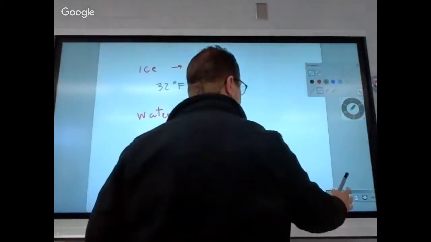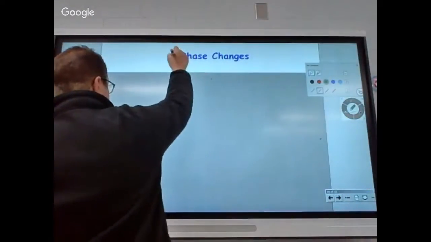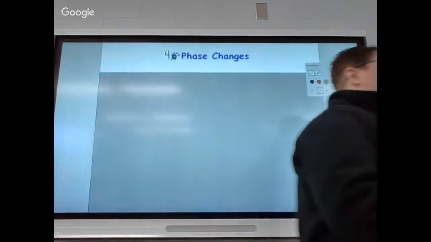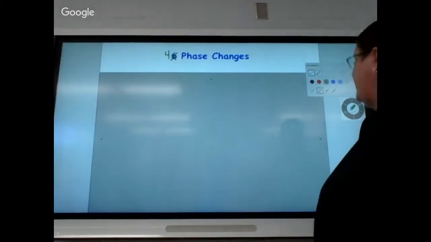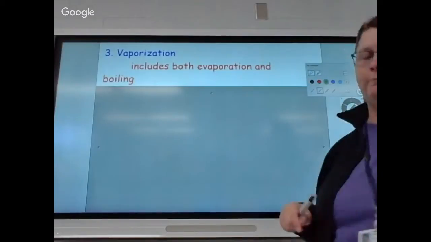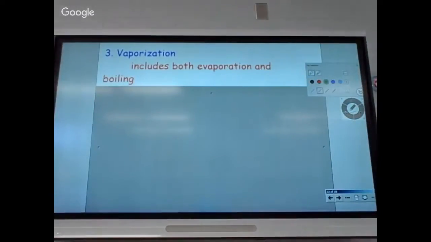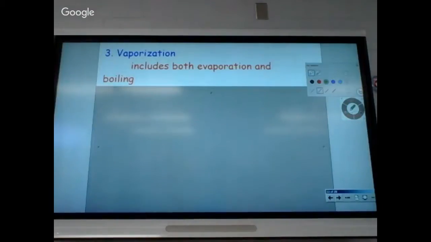Now, did we start talking about, and I marked this out and wrote 4 here, did we start talking about any of the 4 phase changes before we left? All right, we're going to talk about vaporization. I'm going to skip melting and freezing for right now, and we'll come back to those. Vaporization includes, first of all, both evaporation and boiling, okay? Now, before we get to talking about how they're similar or different, and I'll come back to that, we need to talk about, first of all, what they start as and what they finish as.